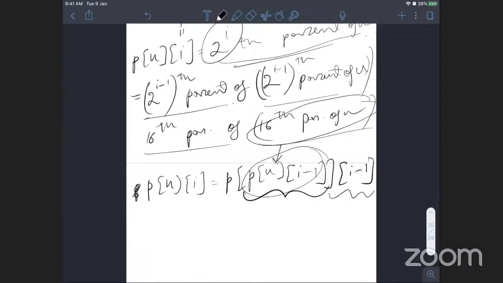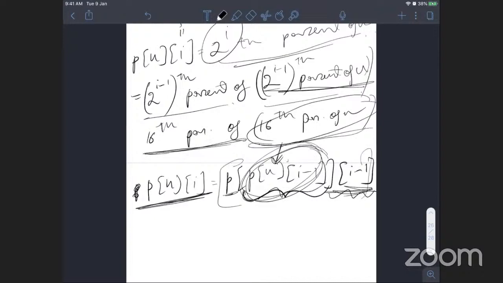P U I minus 1 gave me the ID of that guy. And from that guy, I'm asking who's your 2 to the power I minus 1 parent? And that guy is the answer. So this thing comes here, and this thing of this thing becomes this entire thing. So is this expression clear? Take 1 or 2 good minutes and try to think of this expression.